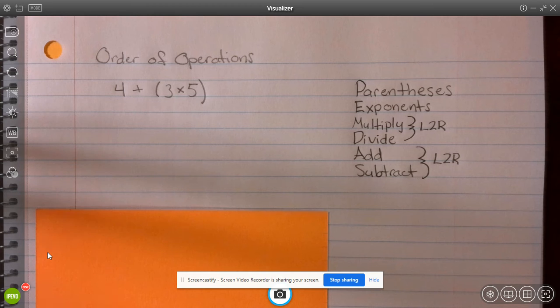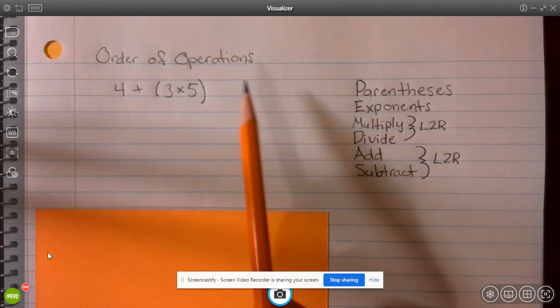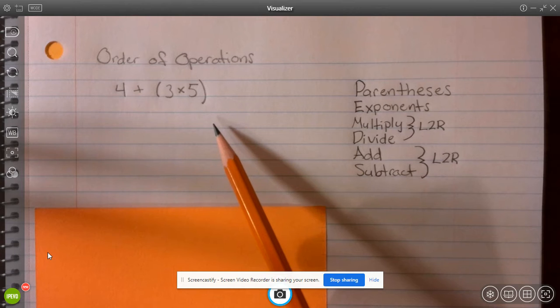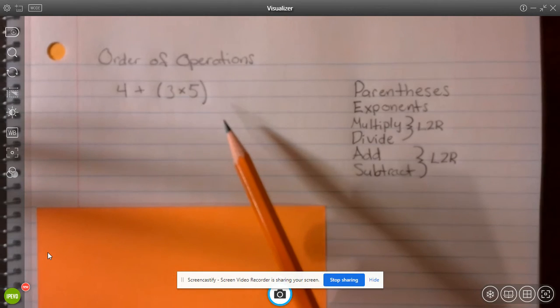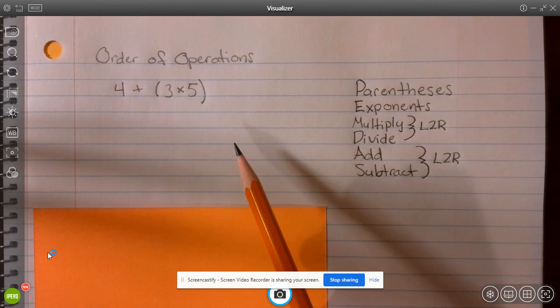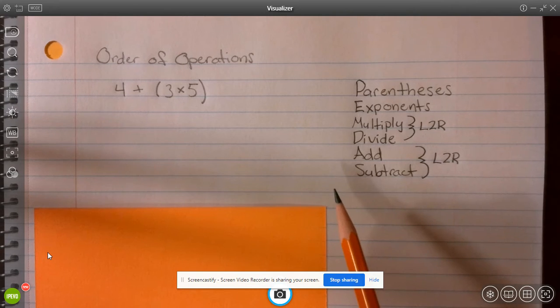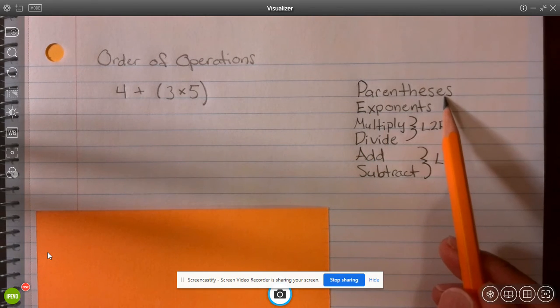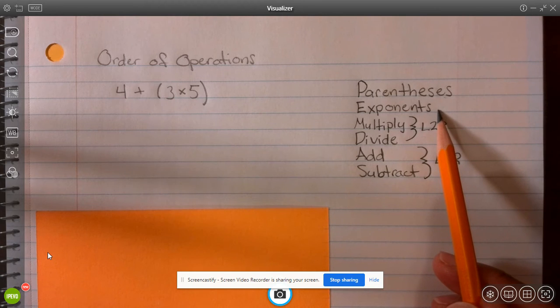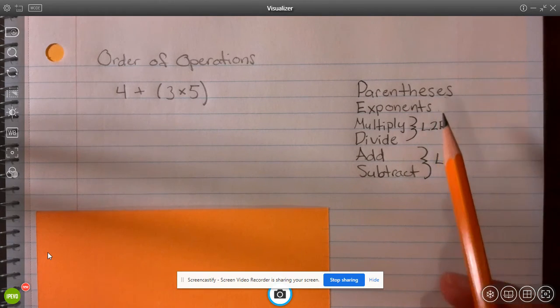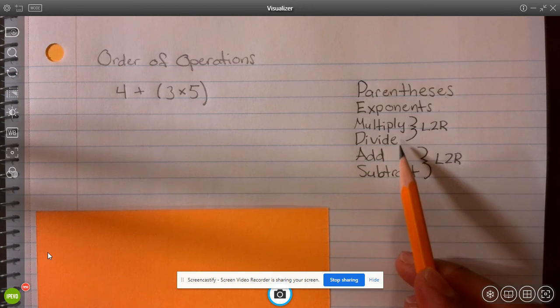Today we are going to practice our order of operations. Before we do this problem, let's review and go over our order of operations. Our first step, we start with parentheses. After parentheses, we do exponents, which we will not learn until next year. So move on to multiplication or division.